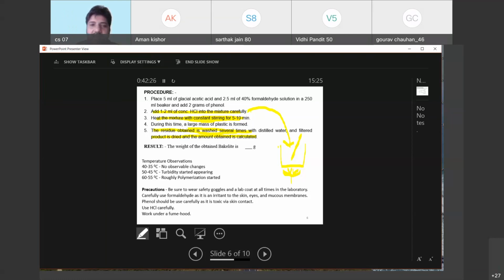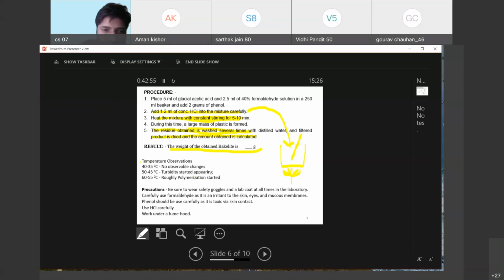Okay, and after that, you have to just filter that solid material and wash with distilled water several times. Okay, then you have to dry that material and check its weight. How much amount you obtain, that you have to calculate just by weighing.